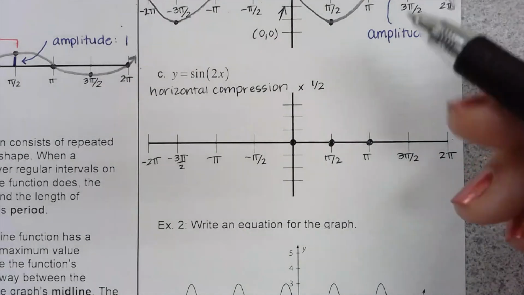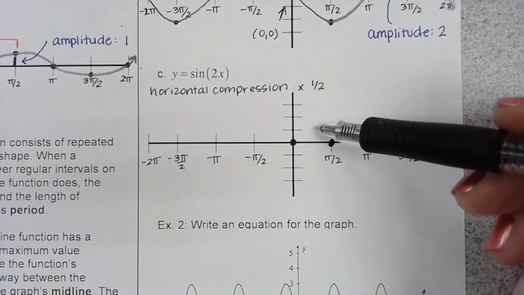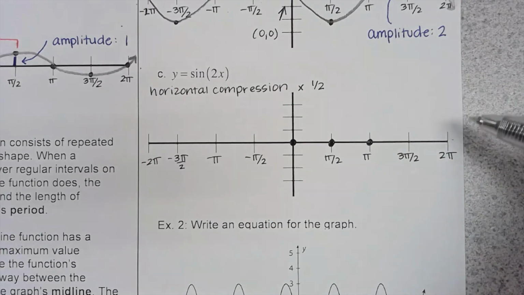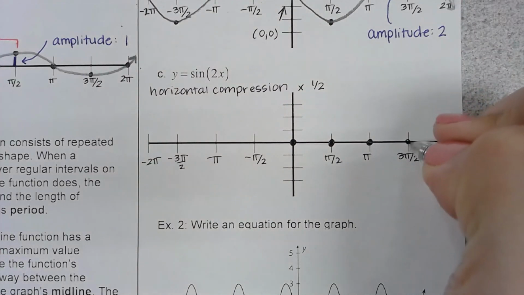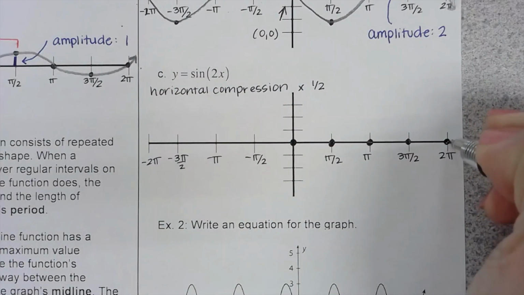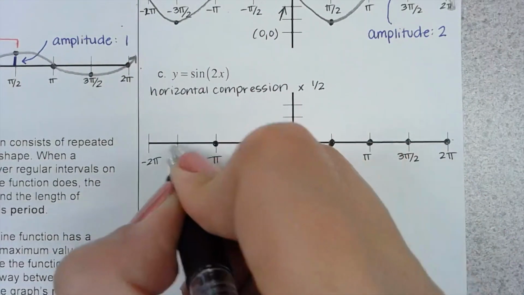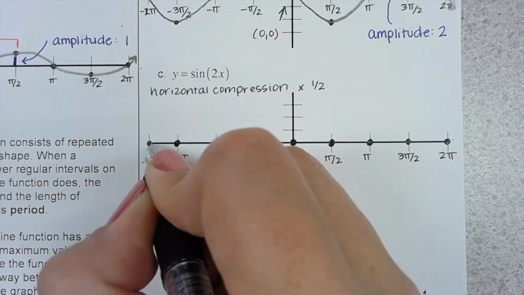Remember with sine, the pattern is 0, +1, 0, -1, back to 0, and then that pattern would continue. So that would mean it's going to get back to 0 here, and it's going to get back to 0 here, and then it's going to get back to 0 here and here. That's squished in by half, and then it'll happen again here and here.